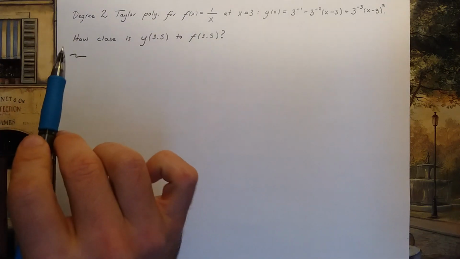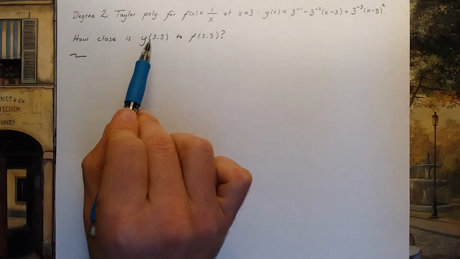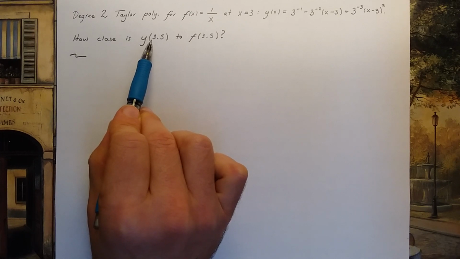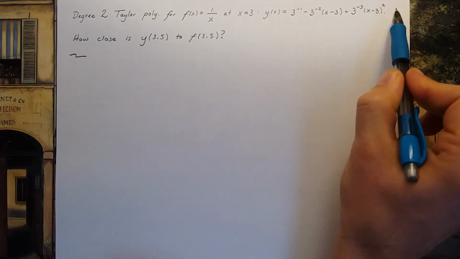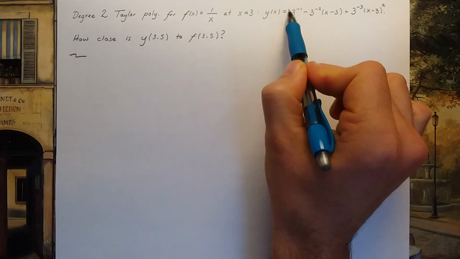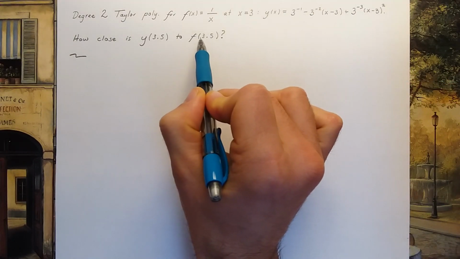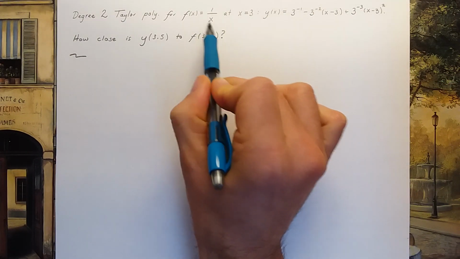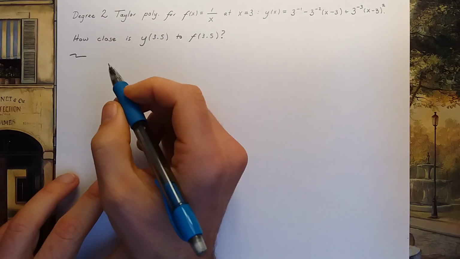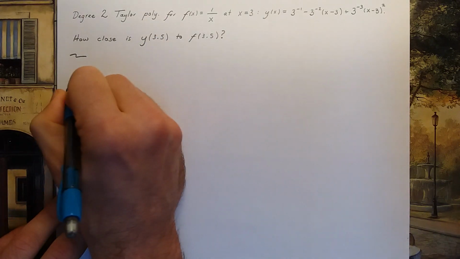So the question for this video is, how close is the value of y of 3.5, so when I plug in 3.5 for x here, how close am I to the value when I plug in 3.5 to 1 over x? So for this, I'm going to use Taylor's inequality.